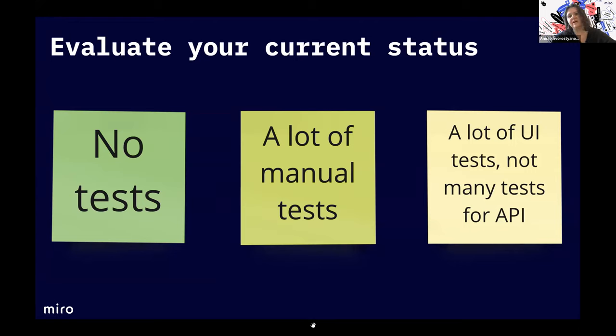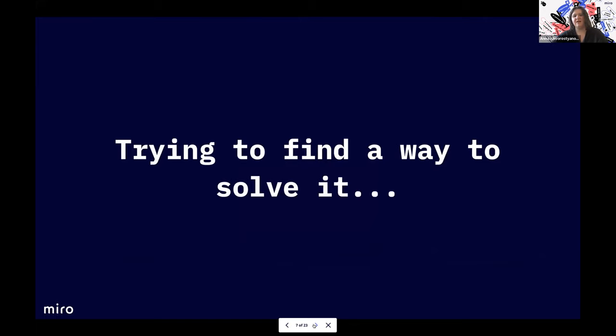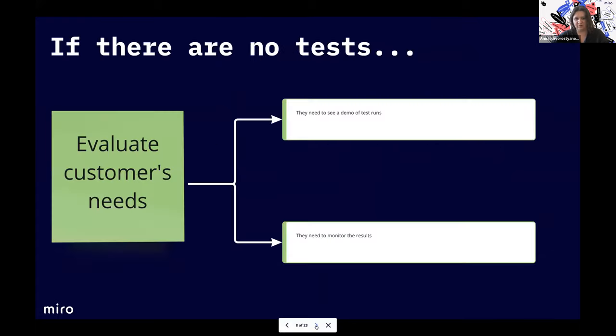Second case, we have a lot of manual tests and no automation at all, and we will discuss how to start the automation, what to think about. And the third thing, and it was our case, we had a lot of UI tests and not many tests for API. We had some, but I cannot say that the coverage was sufficient. So let's just try to think about all the cases. Let's focus on the first one and try to solve this problem.